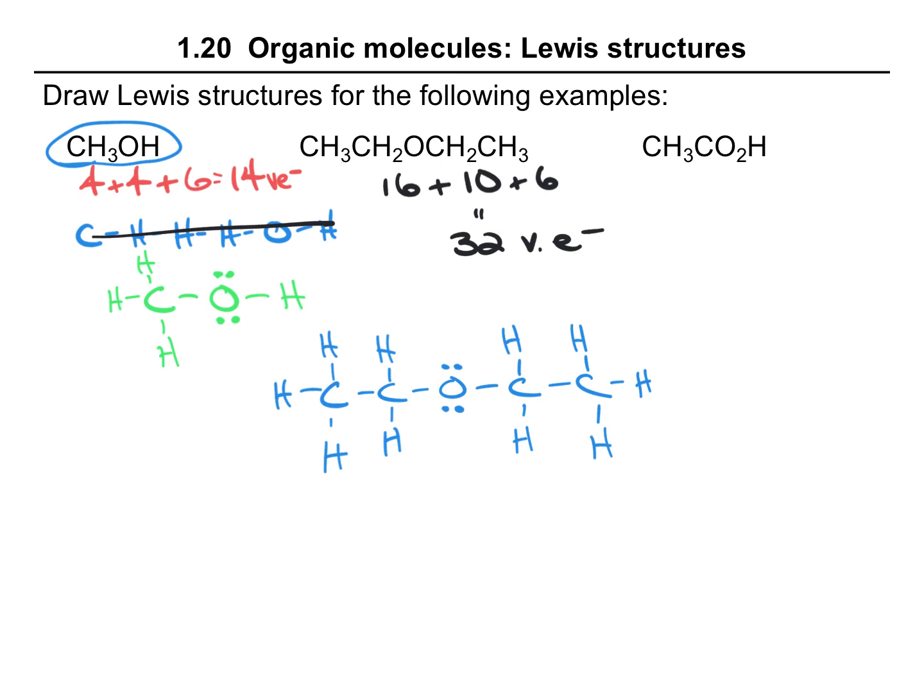As we check our structure, we can see that each carbon has an octet. We see that oxygen has an octet, and we see that each hydrogen has the 2 electrons that it needs. In terms of valence electrons, we are using 2, 4, 6, 8, 10, 12, 14, 16, 18, 20, 22, 24, 26, 28, 30, 32 valence electrons. So this is a correct Lewis structure for diethyl ether.